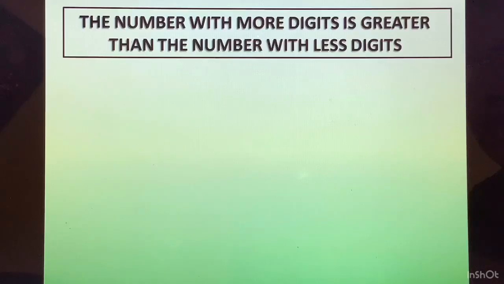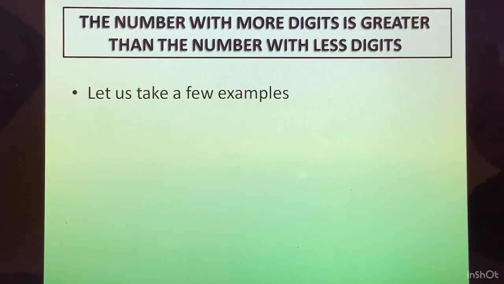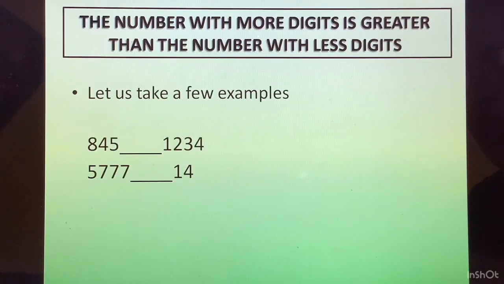Let us take a few examples to understand this better. Now the first one that I have taken is 845 and 1234. The first number has 3 digits, the second number has 4 digits. So the number with 4 digits is going to be the greater number. The next example, 5777 and 14. The first number has 4 digits and the second one has only 2 digits. The number with 4 digits is greater.